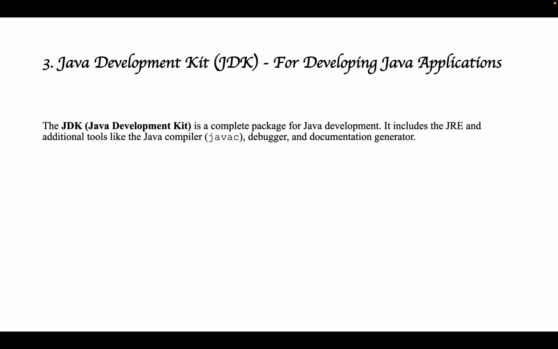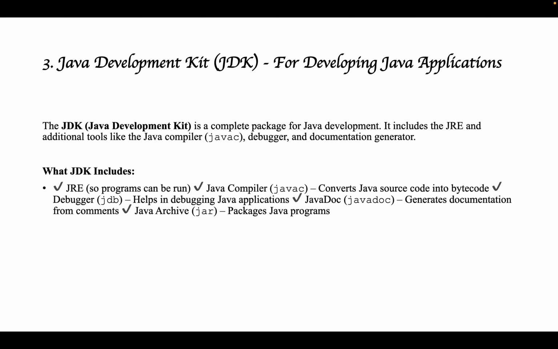Okay, the JDK, Java Development Kit, is a complete package. As I have told you, it is the whole package for Java development. It includes the JRE and additional tools like the Java compiler, debugger, and documentation generator. What is this debugger? When you write big, complex programs, you will face many issues when running them. For that you will need a debugger.